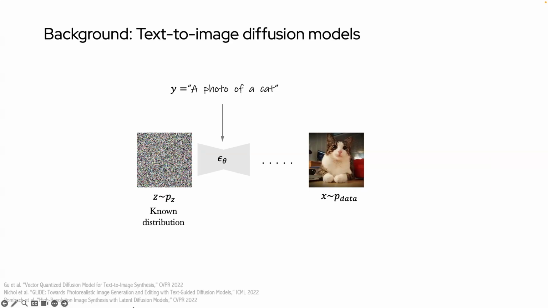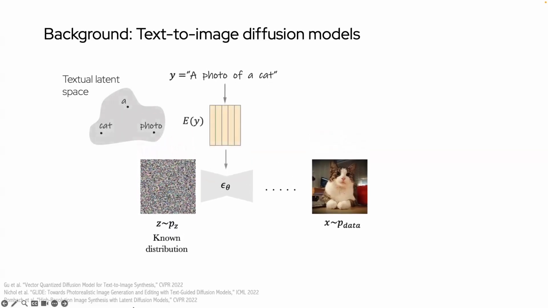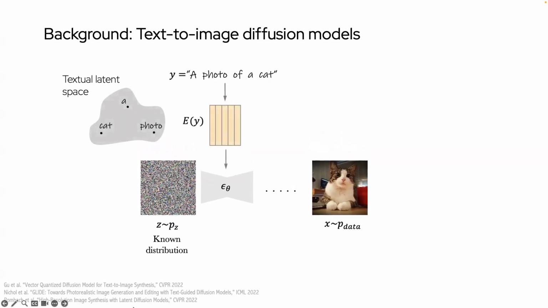Now, how this conditioning is performed at a high level: given some text prompt, first you need to encode it into some vector representation. We can think as if each vector here corresponds to a word, also called a token, in the sentence. And these vectors lie in what we call a textual latent space. Okay. So with this, we can generate new images that are described by sentences in English.